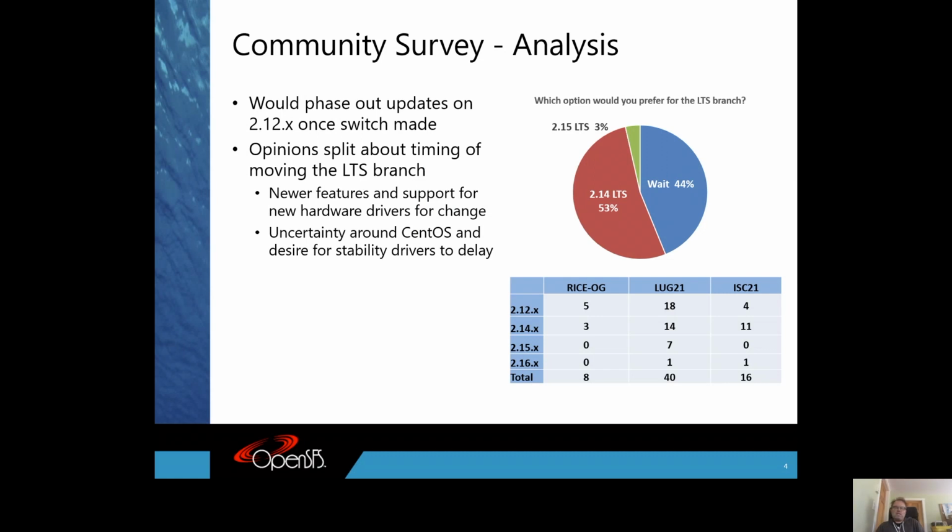Drilling into the details here, it was clear that there was a split of opinions, which is not altogether surprising. Generally there's a spectrum of people's openness to risk or wanting to adopt new features versus just having a known, well-proven quantity. Broadly, the initial survey, which is this pie chart here, was fairly split down the middle as to whether people wanted to move to the just-released 2.14 release versus holding off for at least a year. Again, there were some differing views in the LWG forum about this.